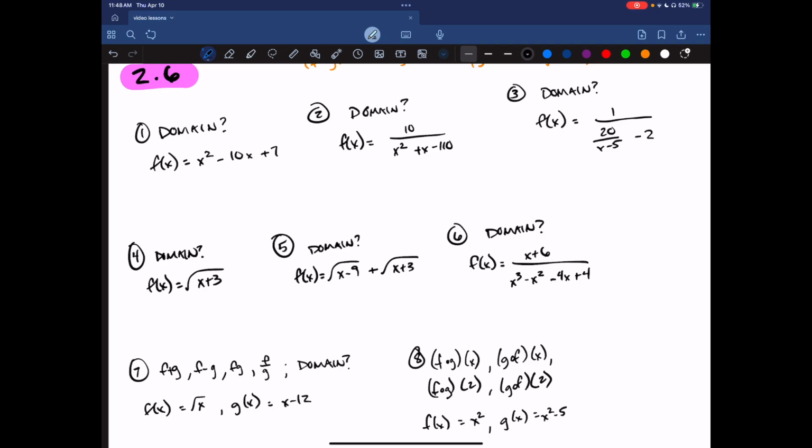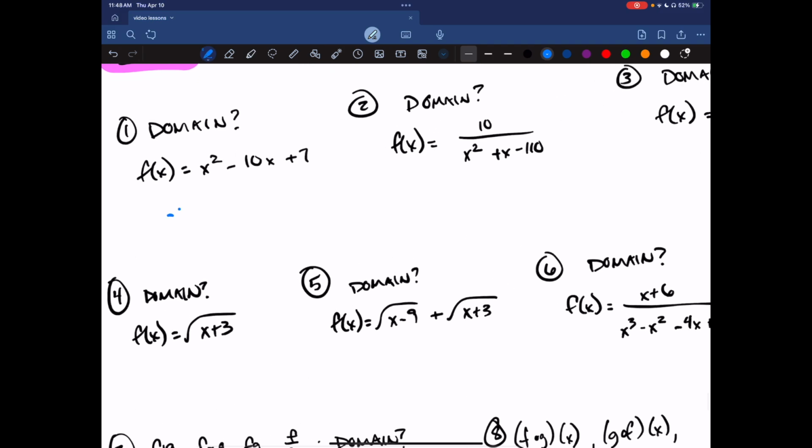If none of those things are in my problem, then my domain is all real numbers, which is what it wants to be. So for number 1, it's just a basic polynomial. There are no roots, there are no fractions, so my domain is going to be all real numbers. And I write that in interval notation, negative infinity to positive infinity.